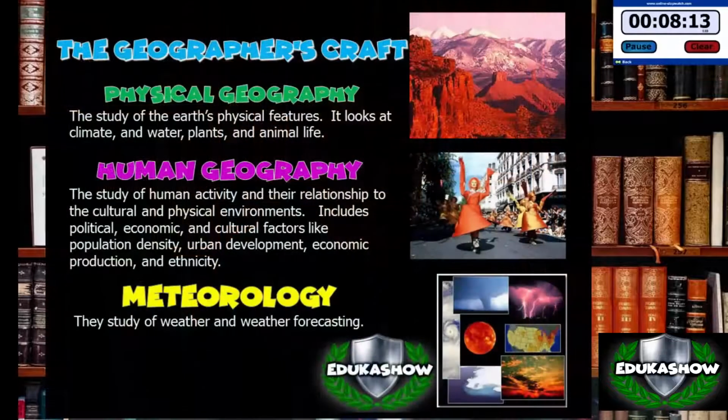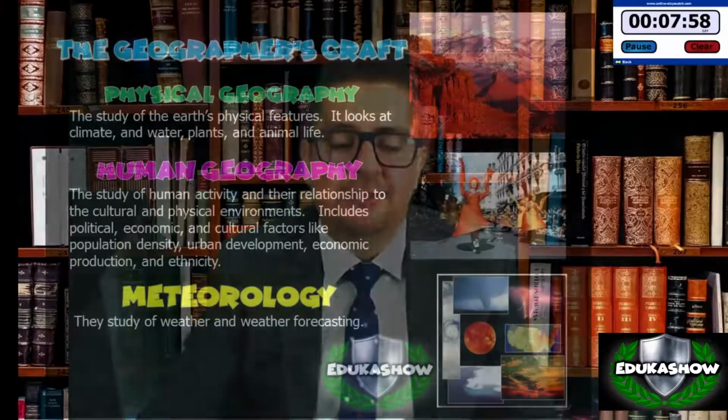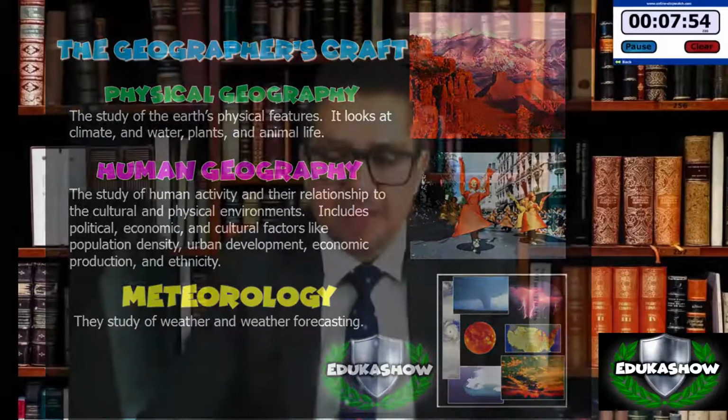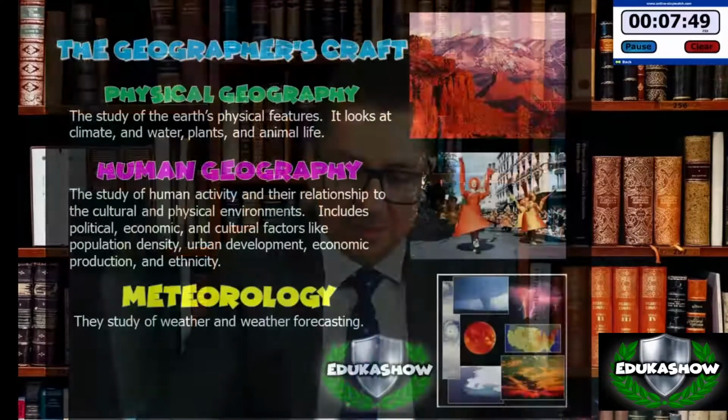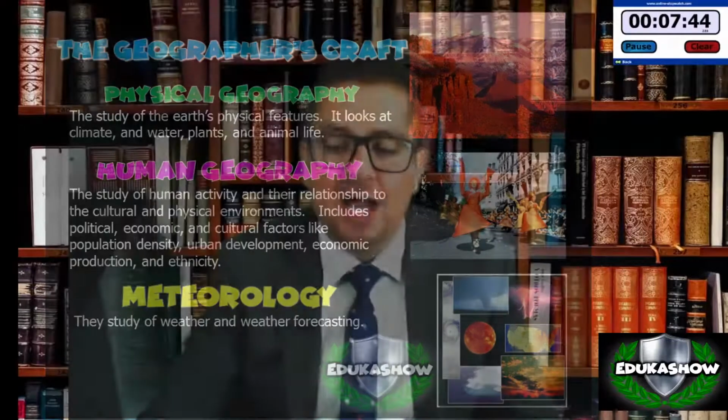Meteorology is the study of the weather and weather forecasting. And if you look over there at the first image, the physical geography, everything that has to do with the physical characteristics of the Earth. In the second one, everything that has to do with humans. And in the fourth one, meteorology, the study of weather and weather forecasting. This includes everything that has to do with the sun, the weather, storms, situations that may be changing according to all of these regular phenomena.